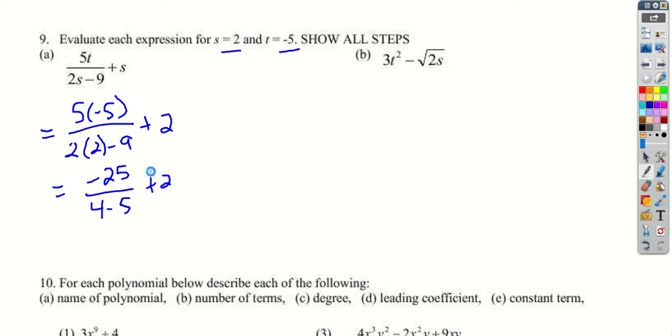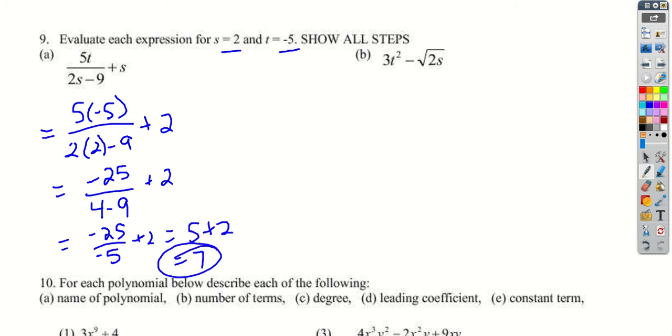I know 4 minus 9 is negative 5, and I wrote that down wrong. It should not be there. So that should be 4 minus 9 plus 2. All right, so that equals negative 25 over negative 5 plus 2. So negative 25 divided by negative 5 is 5, plus 2 is equal to 7. So this whole thing is equal to 7.